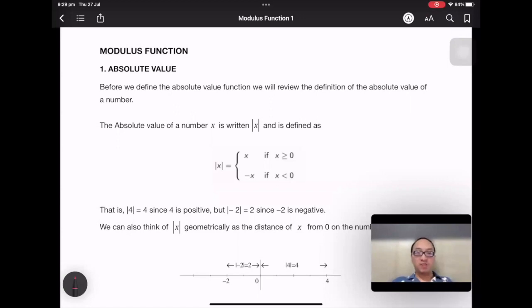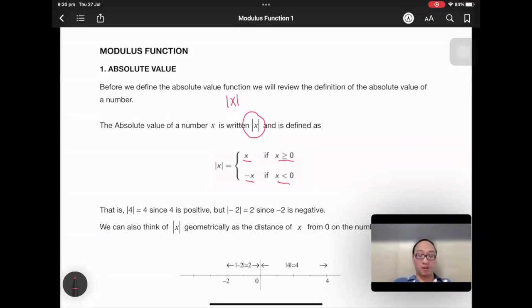In this video, I will discuss the modulus function. The modulus function is related to the absolute value. The absolute value can be written in the form of parallel lines with a number. So by the definition, the absolute value of x is x if the value of x is greater than 0, and negative x for the value of x smaller than 0.